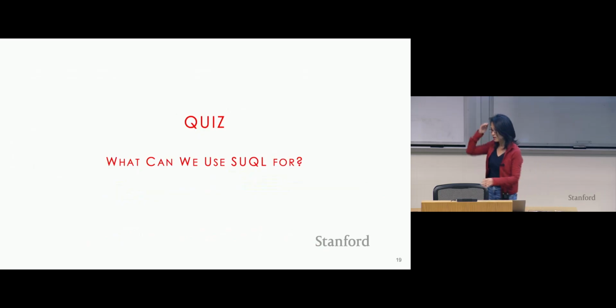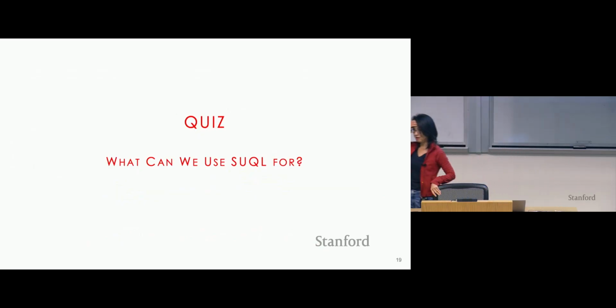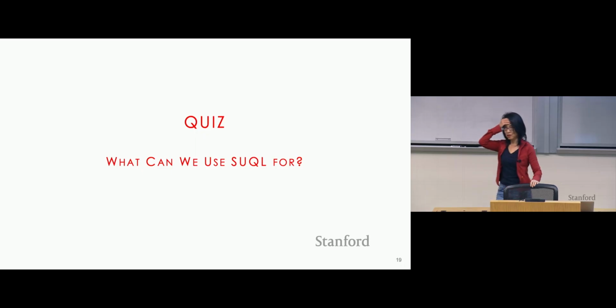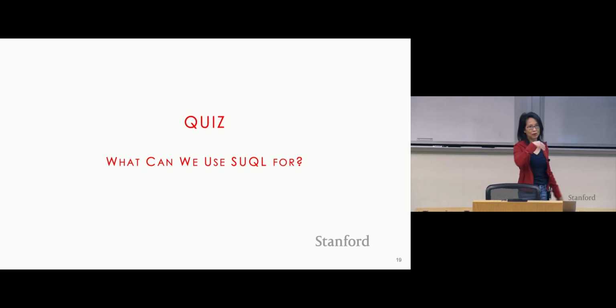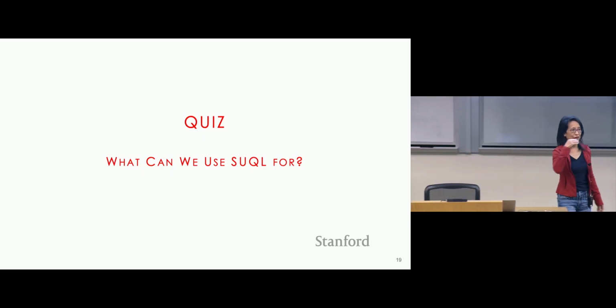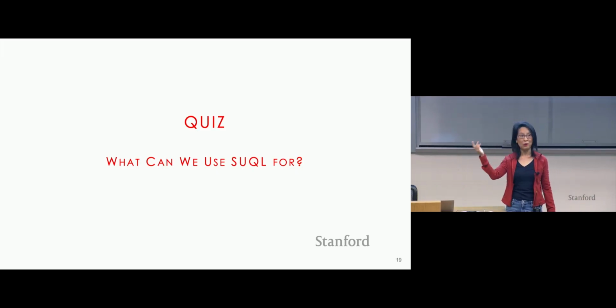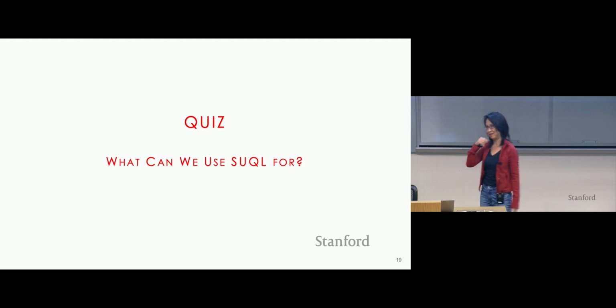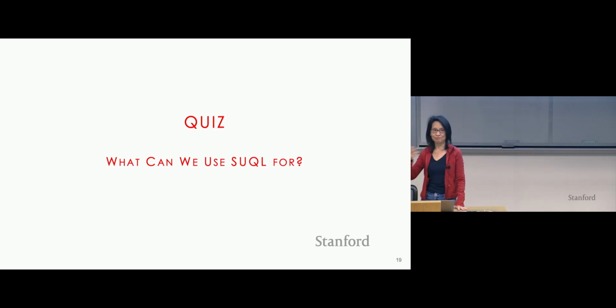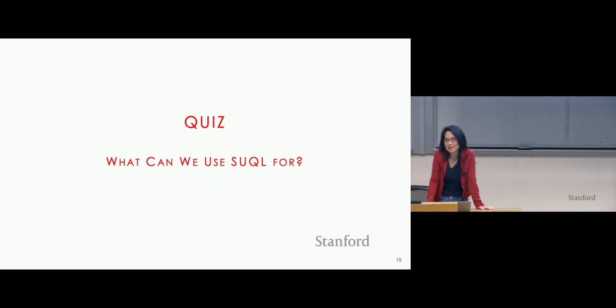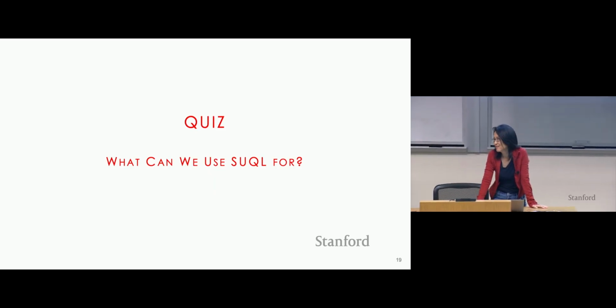So what else can we use SUQL for? We talked about restaurants. We talked about flag bearers. Do you have examples where you find this useful? Maybe your own projects? How useful is it? Can you think of one?